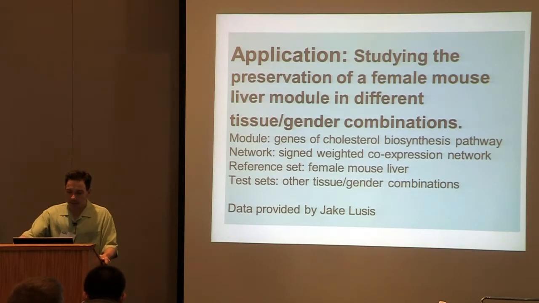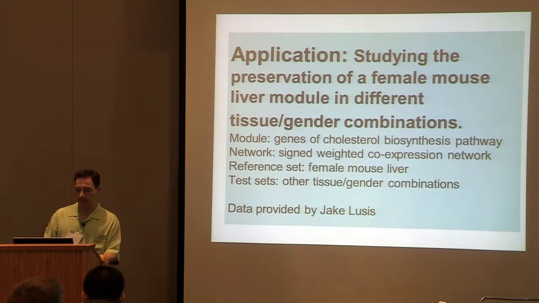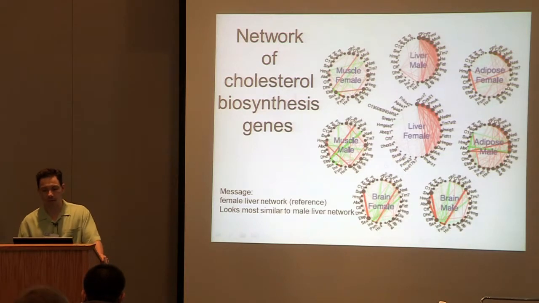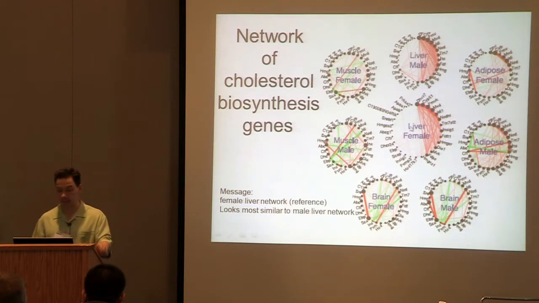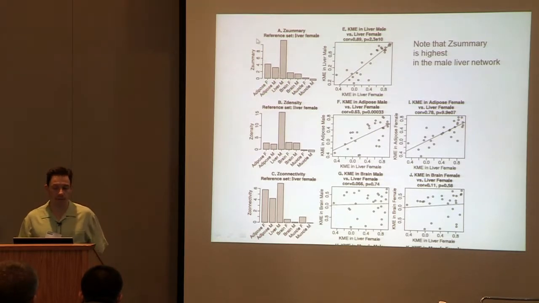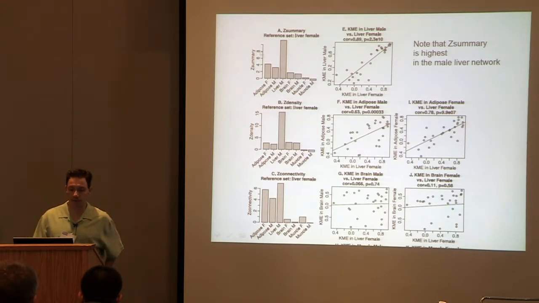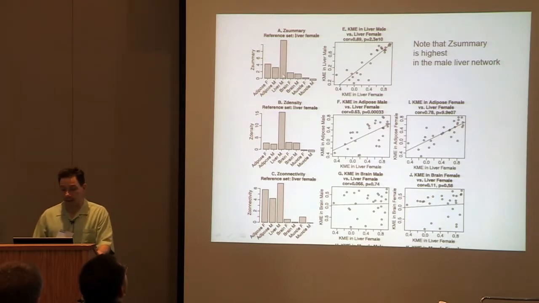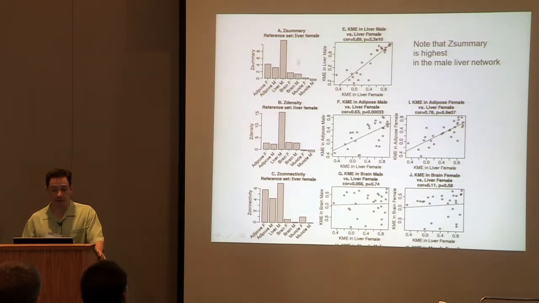All right. So let me now come to this other example that we started earlier. Remember this plot, the cholesterol biosynthesis genes in different mouse tissues. Let's check whether the female liver module is most preserved in the male liver. This is reported here. Panel A shows on the y-axis the Z-summary statistic, and the x-axis shows different tissue gender combinations. And what do we see? Well, we see that the female liver is most highly preserved in the male liver, with a Z-summary statistic close to 10, whereas there's less preservation in other combinations.